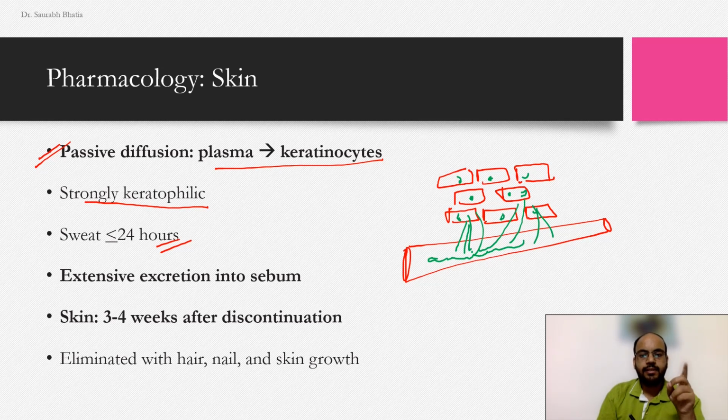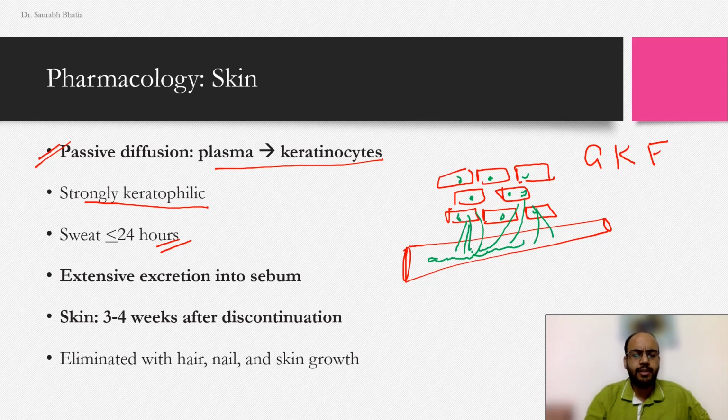Other drugs like griseofulvin, ketoconazole, fluconazole show significant excretion through sweat. We'll discuss that in detail when we'll be discussing the individual drugs. But as far as itraconazole is concerned, the excretion through sweat is minimal. Itraconazole is extensively excreted into the sebum. Okay, so sebum secretion is also increased with itraconazole.